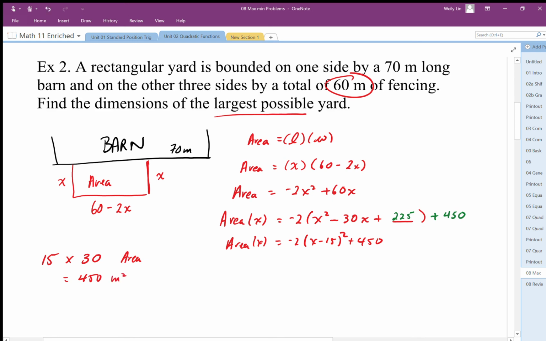Okay, so this one doesn't actually ask for the area, but if it did ask for the area, from the vertex form we can find the area. For the largest plot, the dimensions, okay, we're being asked for the dimensions here, so really this is our solution here. Okay, it's 15 meters by 30 meters.